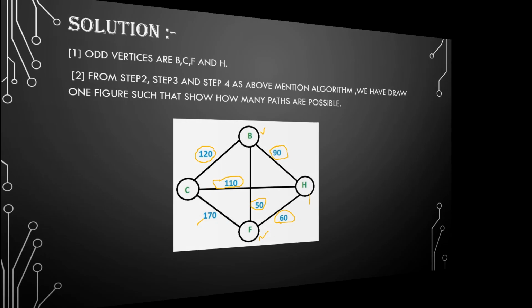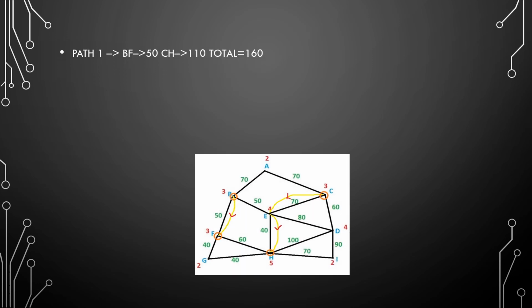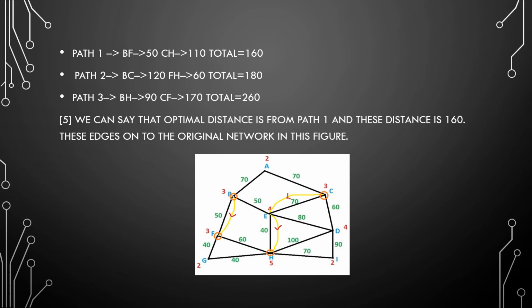In the next step, we move to the next slide with another figure. Possibly we have three paths. In the first, we fix B with F, at distance 50. Then we select a path so that all vertices are included, so the only remaining path is CH, which is 110. Secondly, B is fixed, so we take the BC path, which has distance 120.